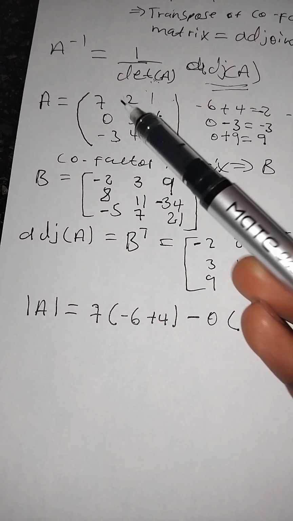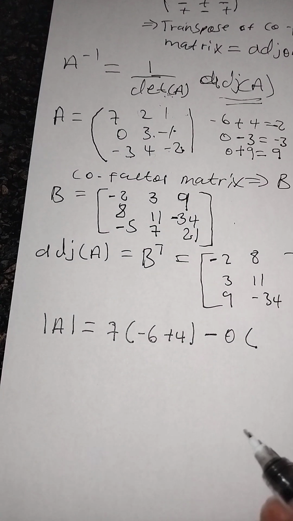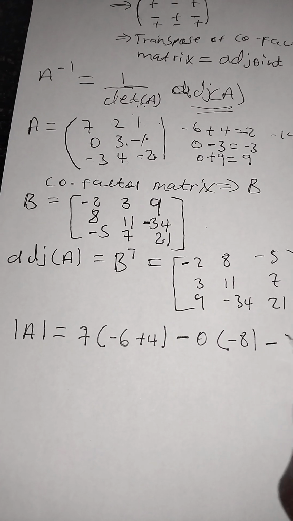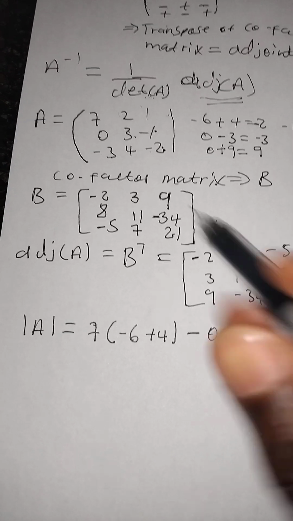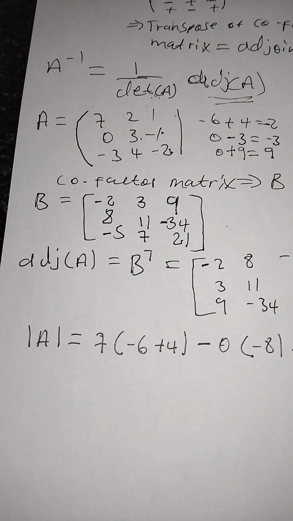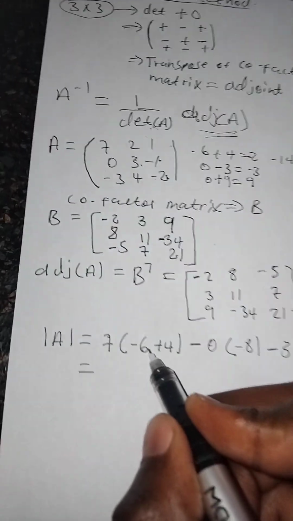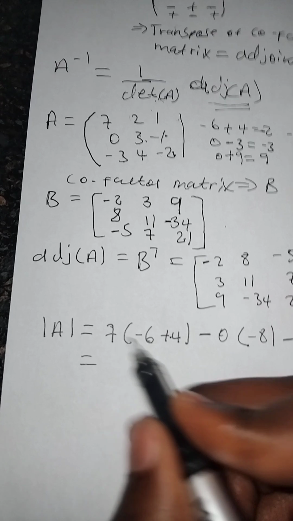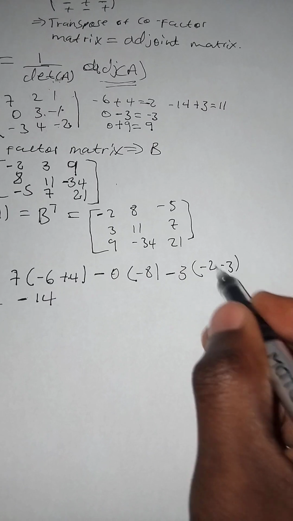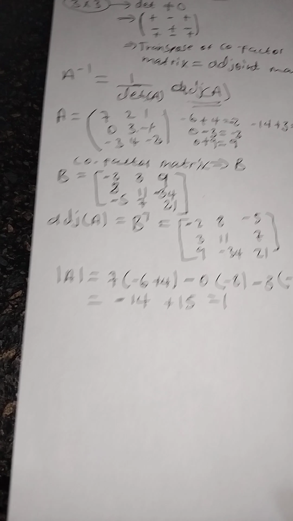by what? We cancel this and that, so it's going to be minus 4 minus 4, so it's minus 8. Then minus 3 into, on minus 3 we cancel this and that, then minus 2 minus 3. So this determinant simplifies to 6 plus 4, that is minus 2 by 7, that is minus 14. Then this side we get minus 5 by minus 3, that is positive 15. So the determinant is basically equal to 1.